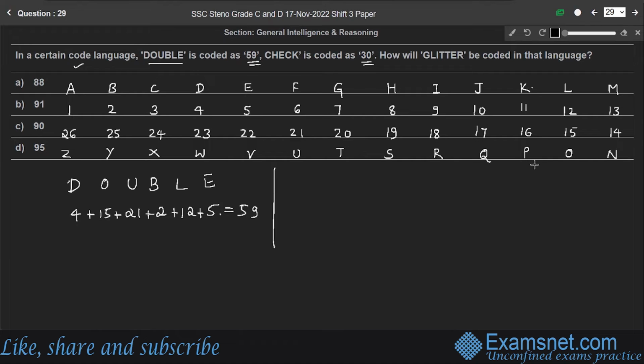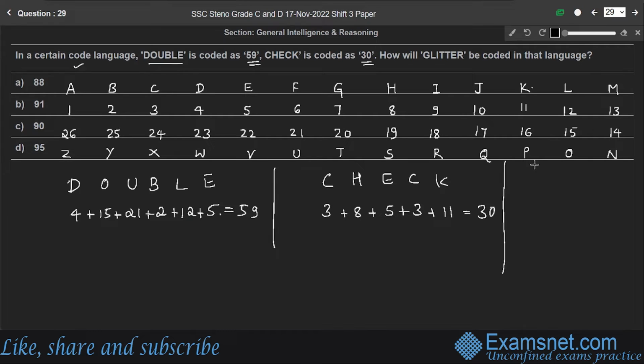Similarly for the second word, C-H-E-C-K. The positional value of C is 3, H is 8, E is 5, C is again 3, and K is 11. Add their positional values: 8 plus 11 plus 5, 16, plus 3, 19, so 29 plus 1, 30. Therefore, check will be coded as 30.